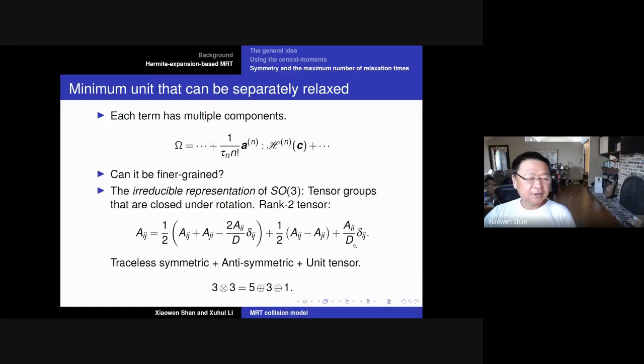In group theory, this decomposition is sometimes written as, oh, am I passing my time? Sorry. It's a 3 by 3, a second order 3-dimensional tensor, which can be decomposed into 5 plus 3 plus 1. 5 is the traceless symmetric, 3 is anti-symmetric, 1 is the unit tensor. The point is the minimum unit that you can separately manipulate or separately relax is these 2 parts, the traceless symmetric and the trace part of the unit tensor.